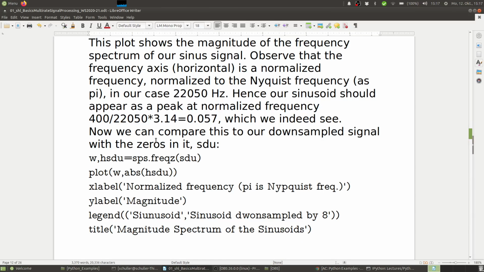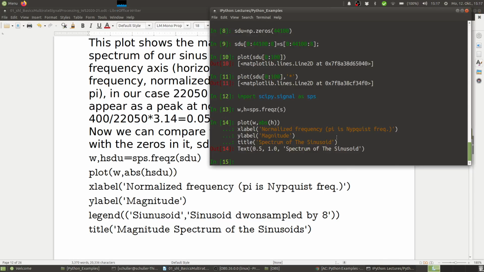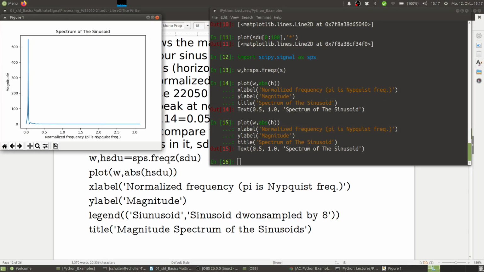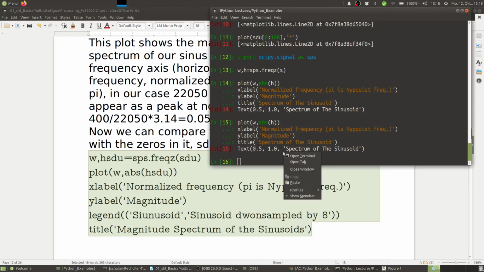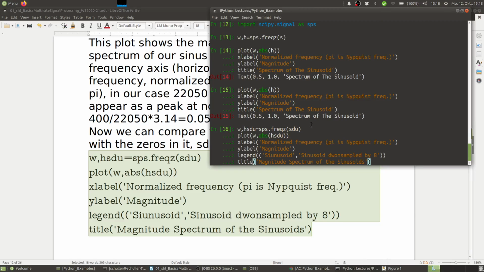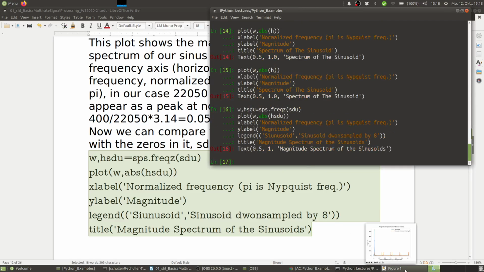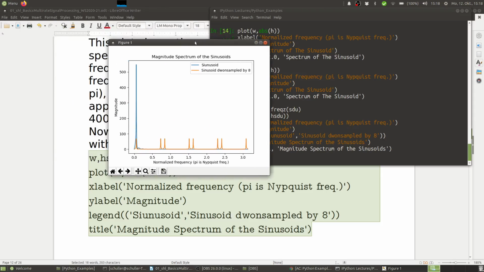So now we can compare this to our downsampled signal. All right. Oh, I actually closed it. I should have left it open. So here it's open. So now we can do the same with the downsampled signal, including the zeros. So downsampled, upsampled. Let's just copy everything. Copy, paste. And let's take a look. And this is what we now have.